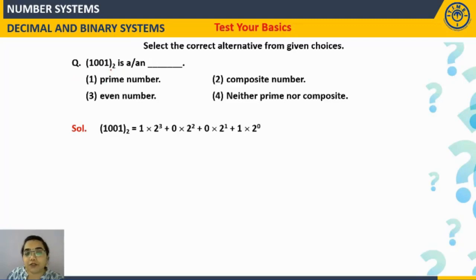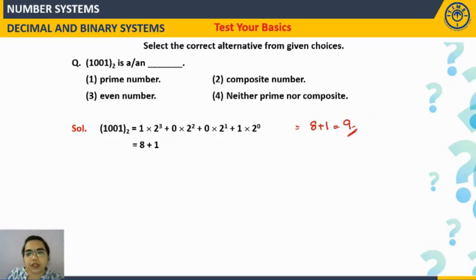So you see, we have 4 digits. So we multiply the first number into 2 to the power the number of digits minus 1. So 1 into 2 cube plus 0 into 2 square plus 0 into 2 power 1 plus 1 into 2 power 0. So what are you left with? You will get 8 plus 1, which is nothing but 9.